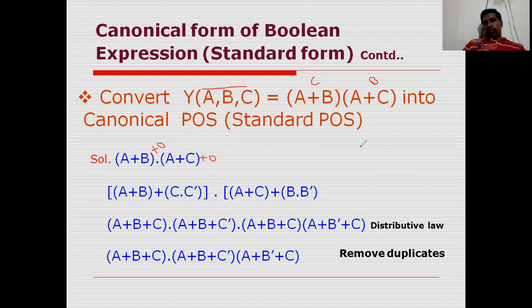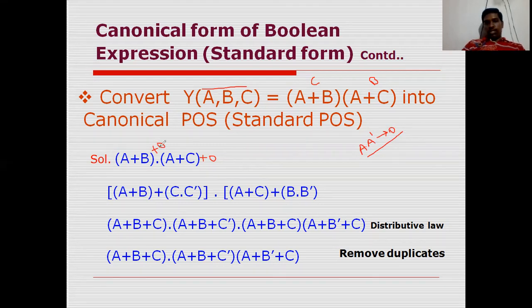Now we have a property again, the complementary property: A into A bar is equal to 0. Can I replace this here? Yes, you can replace. As A into A bar is 0, B into B bar is 0, C into C bar is 0, D into D bar likewise. Any literal multiplied with its complement, you will get 0 as your answer.